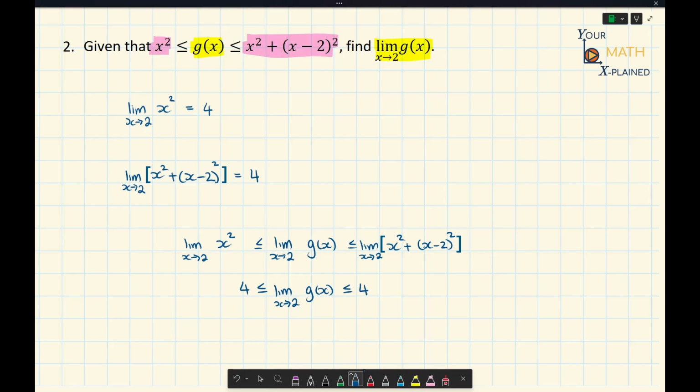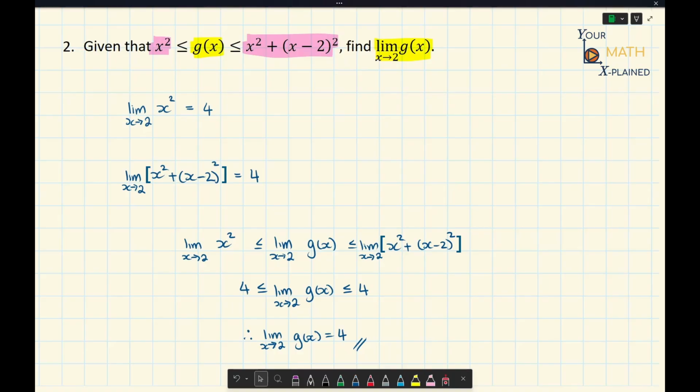So the only number that is greater than or equal to 4, but also less than or equal to 4, is 4. So therefore, using the squeeze theorem, we have shown that the limit as x approaches 2 of g of x is equal to 4. So the squeeze theorem is helpful when we know a lower and an upper bound.